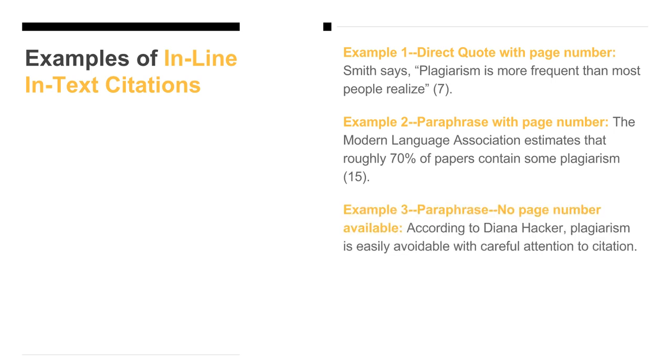In this example, you're paraphrasing by author, but we don't have a page number. So what you can see that's different here is the only thing we have is the author's name. According to Diana Hacker, plagiarism is easily avoidable with careful attention to citation. There's no page number at the end because we don't have a page number. So, what happens if you don't know who the author is? Your solution? You're going to use a parenthetical citation. You may only use inline citations like this if you know who is authoring your information.